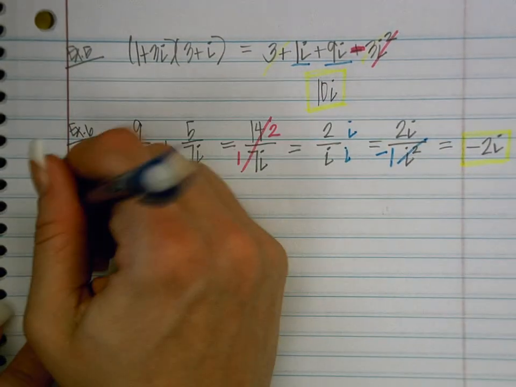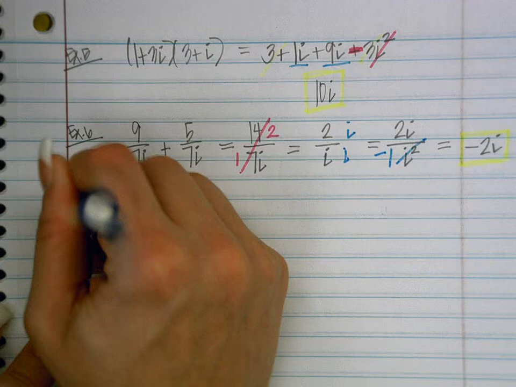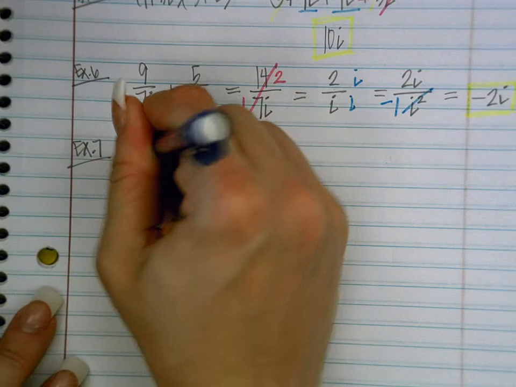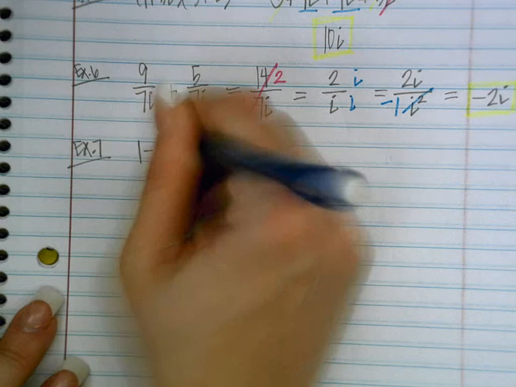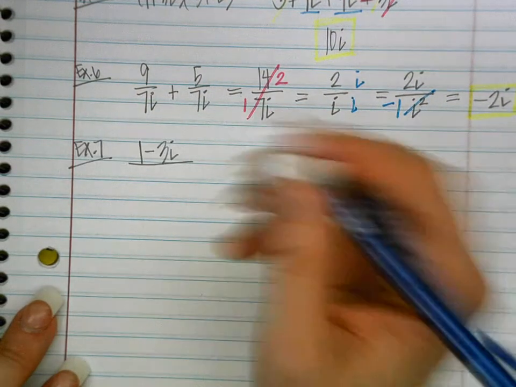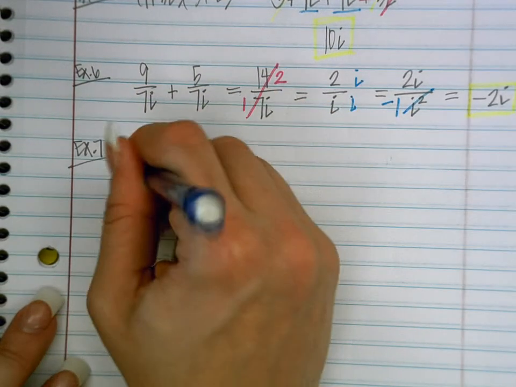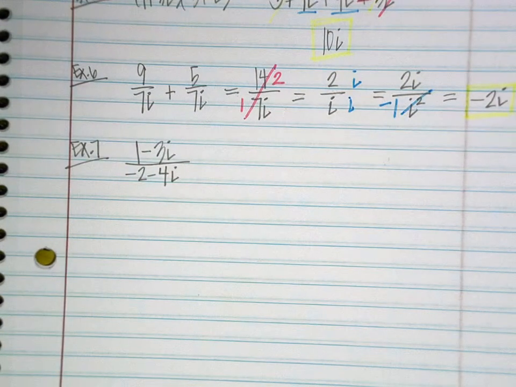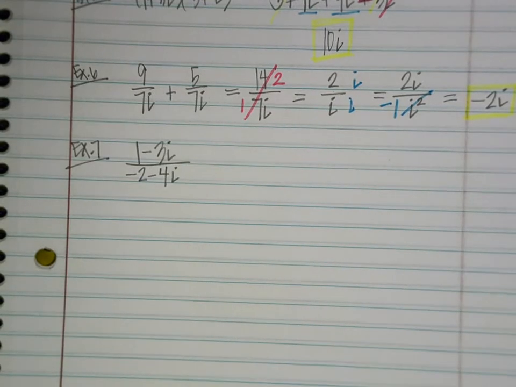Okay, almost done with this type. And again, I apologize, these are kind of long, but there are a lot of different parts to this objective. So 1 minus 3i divided by negative 2 minus 4i.